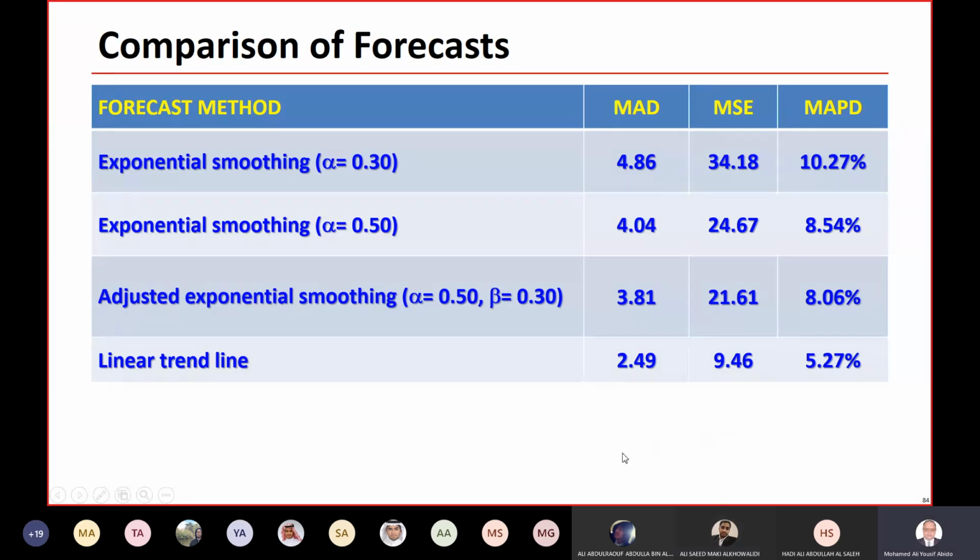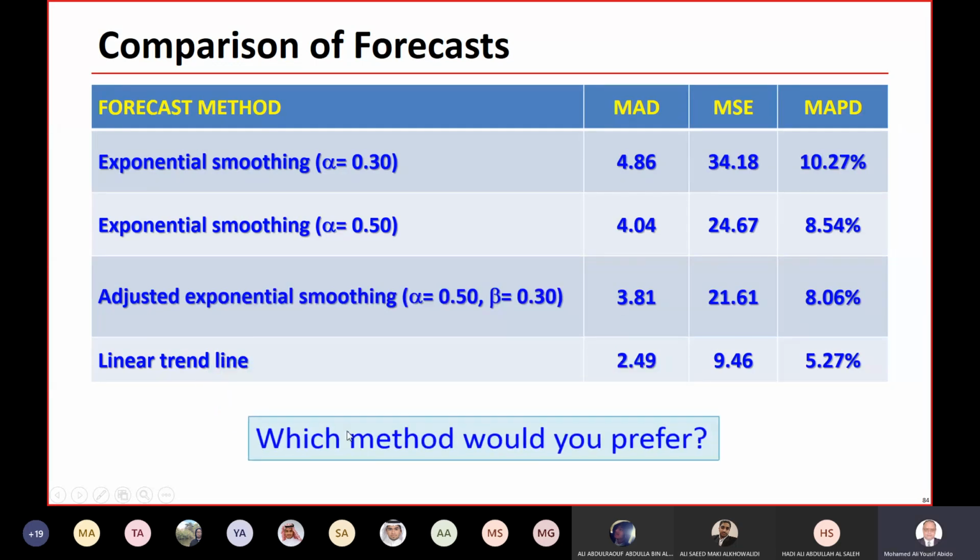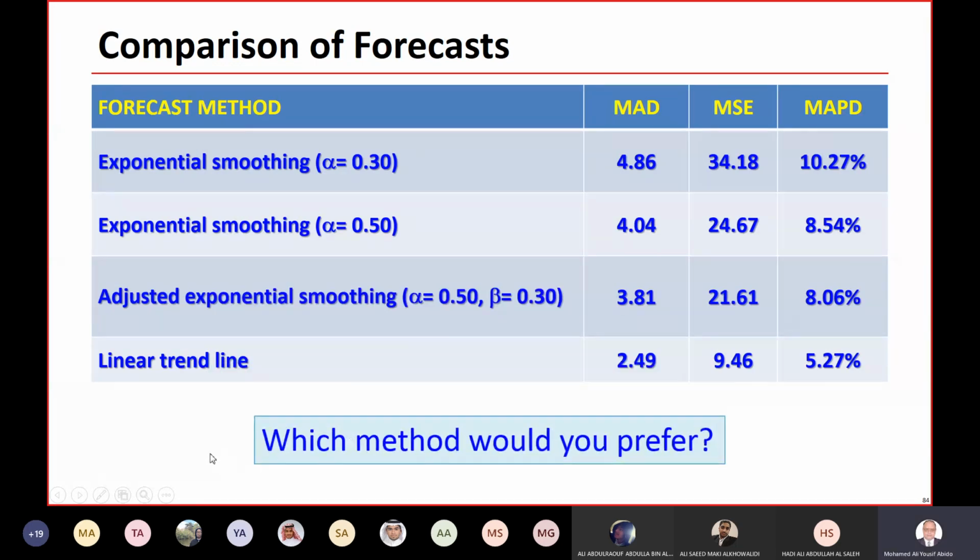Yes, clear. So in this case, you can easily figure out that the linear trend line for the data given gives you the best accuracy according to MAD, according to MSE, and also according to MAPD. So which method would you prefer?